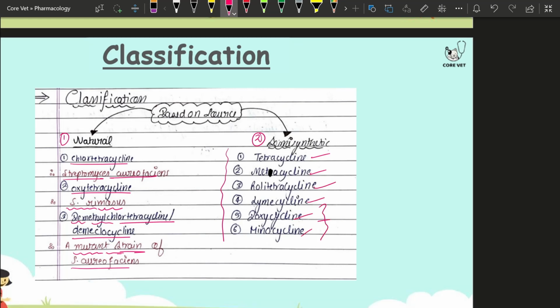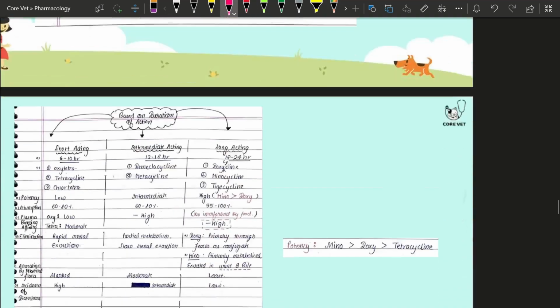These two are quite important from this, right? Doxycycline and minocycline are quite important, right? Moving on to the classification based on the duration, right?